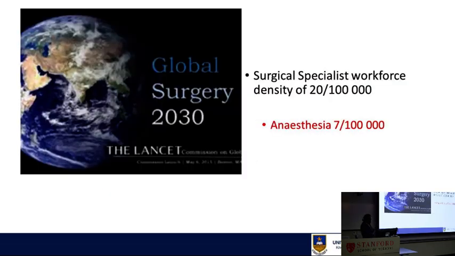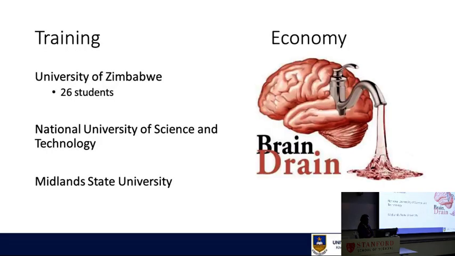I'm sure we're all aware of the Global Surgery 2030, which hopes that by the year 2030, we have a workforce density of 20 per 100,000, and for anesthesia of 7 per 100,000. Coming from our 0.4, we have a lot of work to do before we get to that 7. So how are we hoping to achieve this? Obviously through training. The University of Zimbabwe, like I said, is the only university training anesthesia right now. At present, we have 26 students in the department undergoing training. However, 2 universities are also starting training of anesthesia personnel, so we hope that will help us to increase our numbers. Then we also have to fight the big demon called brain drain.